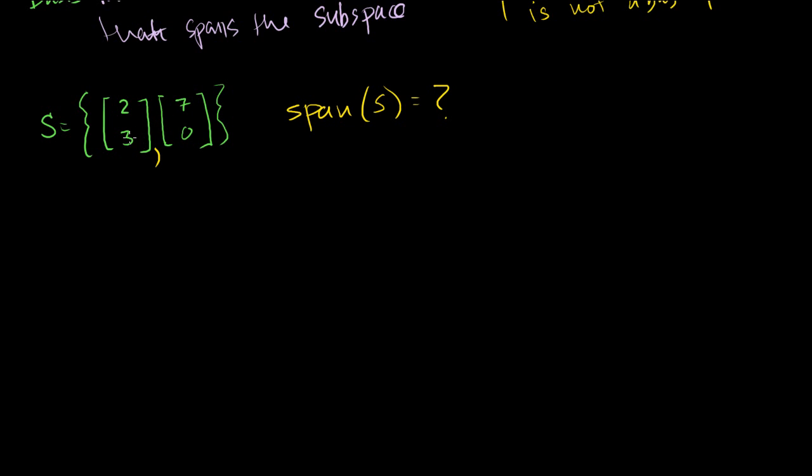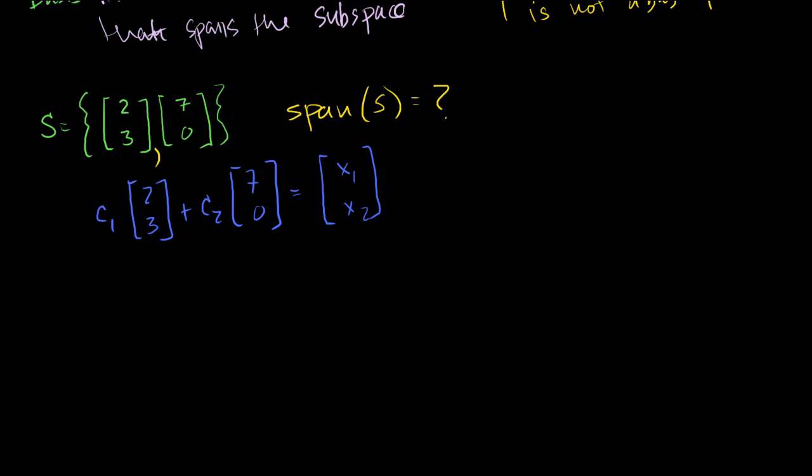Well, let's see if it's all of R2. If it's all of R2, that means with a linear combination of this we could always construct anything in R2. So if we have c1 times 2, 3 plus c2 times 7, 0, and it is true that this spans all of R2, then we should always be able to find a c1 and a c2 to construct any point in R2. Let's see if we can show that.